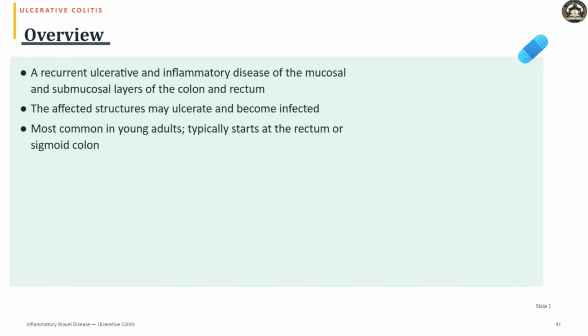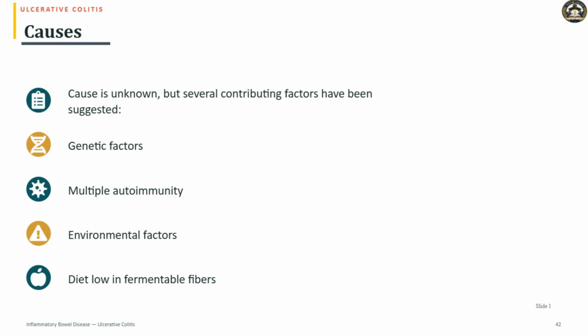This condition is most commonly seen in young adults and typically originates in the rectum or sigmoid colon. The exact cause of ulcerative colitis remains unknown, but several contributing factors have been suggested. These include genetic factors, implying a predisposition, and the role of multiple autoimmunity, where the body's immune system mistakenly attacks its own tissues. Environmental factors are also believed to play a part, and a diet low in fermentable fibers has been proposed as a contributing element.